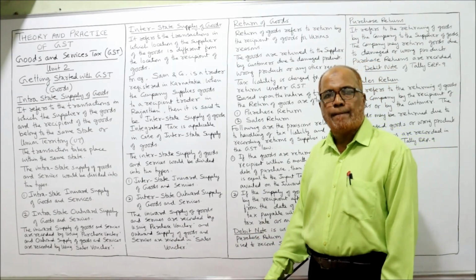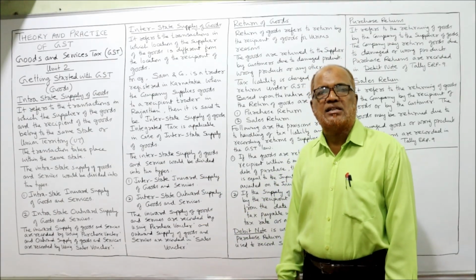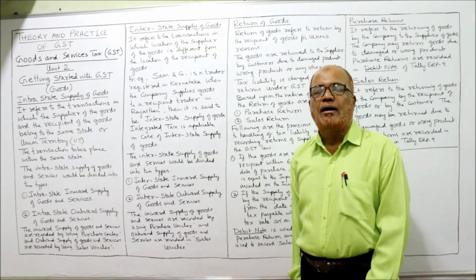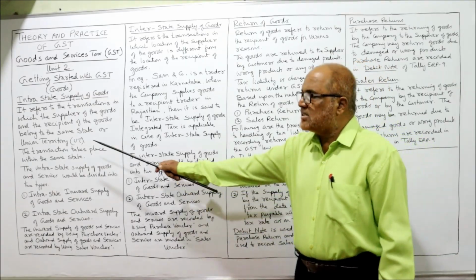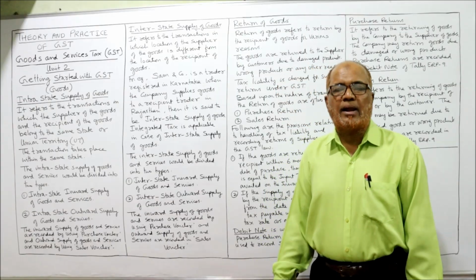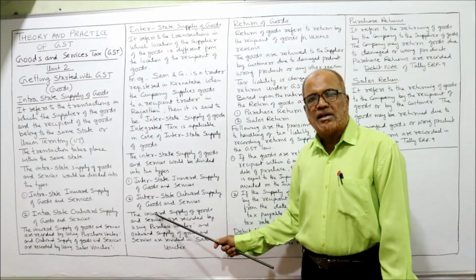That is the difference. So not much difference between intrastate and interstate. Within the same state, it is intra. Between different states, it is inter. Here CGST, SGST will be applied. Here IGST will be applied. But here two types are same.